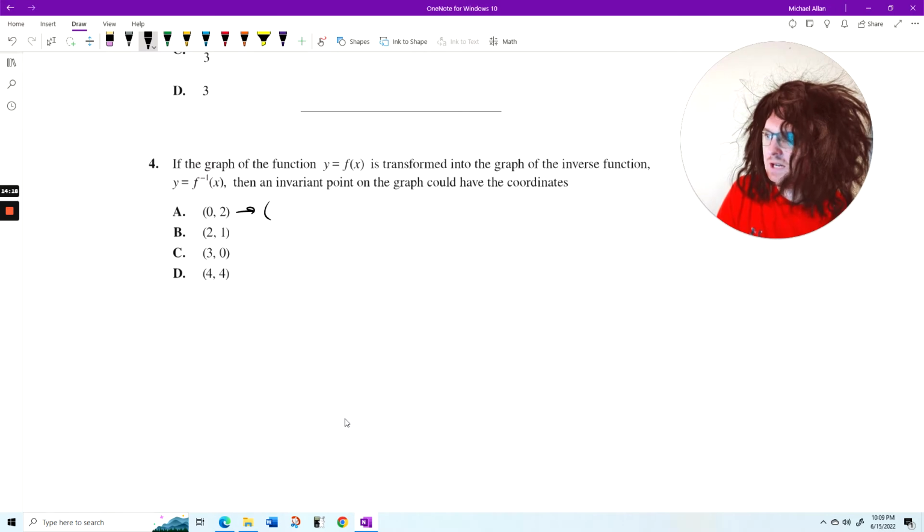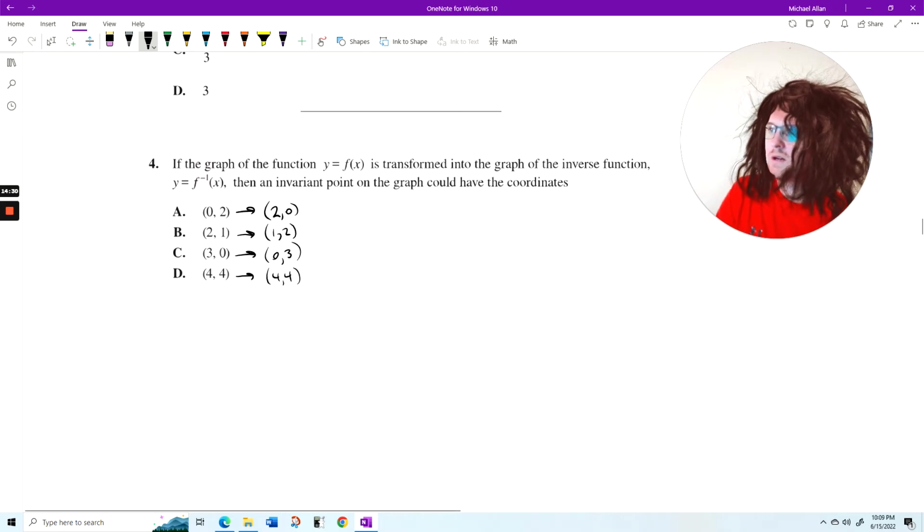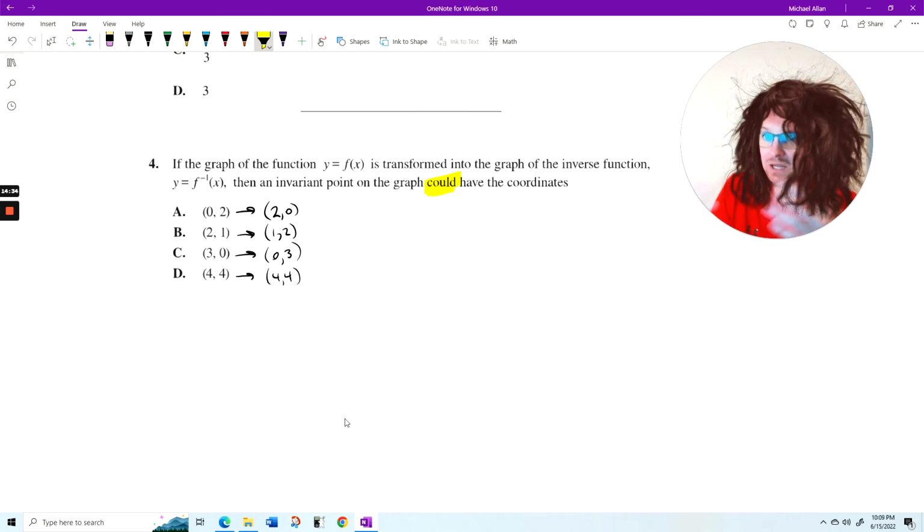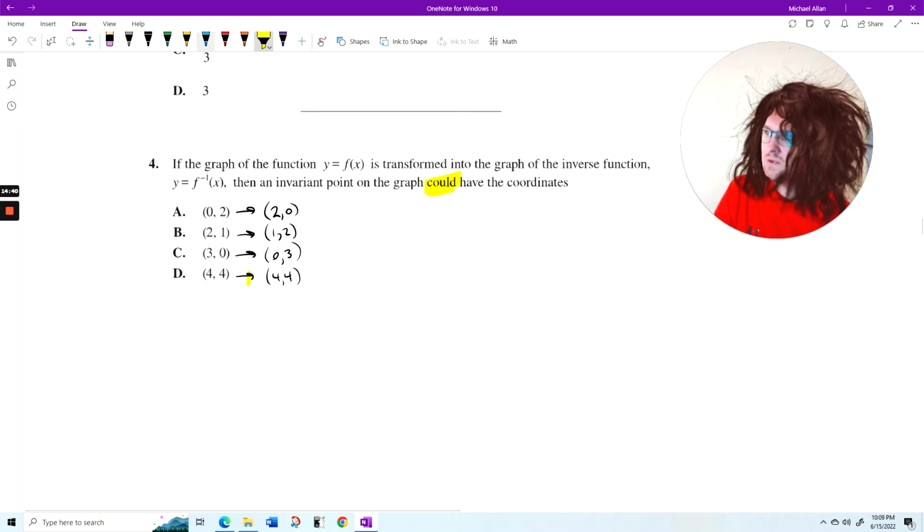If this is the original graph, then it's going to flip. It's going to become (2, 0), so that's not invariant. This flips and becomes (1, 2). Okay, this flips and becomes (0, 3). And this one flips and becomes (4, 4). Now the wording says it could be, because you don't know what's going to happen afterwards. Maybe there's going to be some kind of transformations or stretching. But at this moment, this one stays the same.